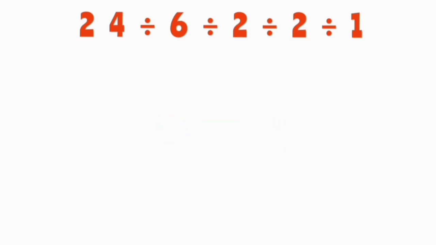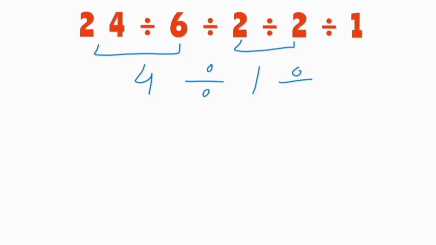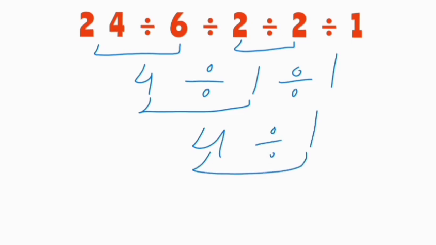First, solve this the wrong way. 24 divided by 6 equals 4. Then 2 divided by 2 equals 1. Next step is 4 divided by 1 equals 4. But this is wrong.